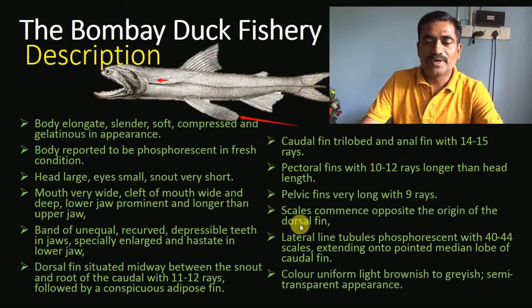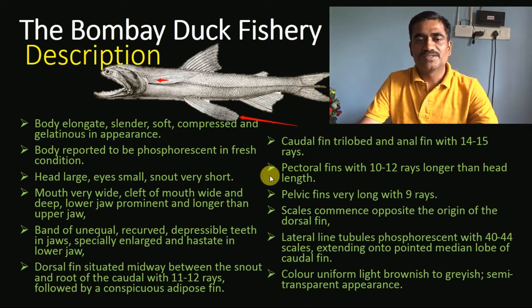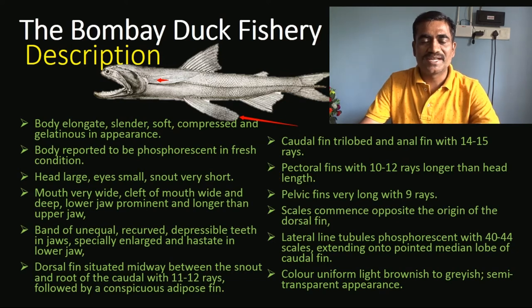The color of the Bombay duck is brownish to grayish, semi-transparent in appearance. That is, Bombay duck is mostly brownish to grayish in color, semi-transparent and gelatinous in appearance. These are the peculiar characteristics of the Bombay duck.